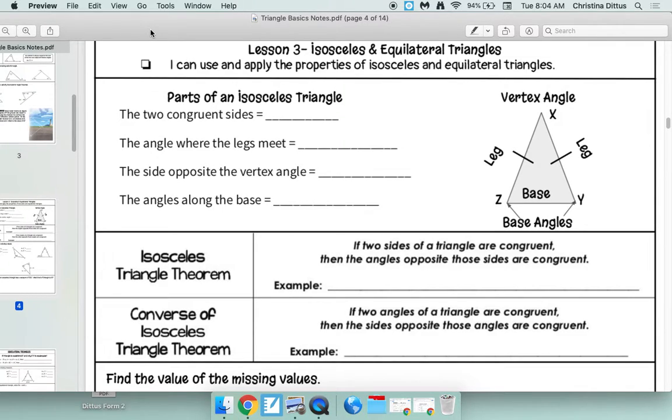Angles, remind me again what it means to be isosceles. Two sides are the same, and equilateral means all the sides are the same. Alright, so parts of our isosceles triangle.